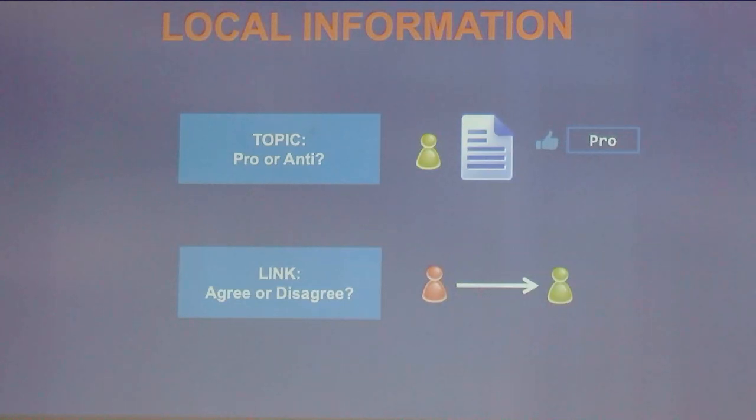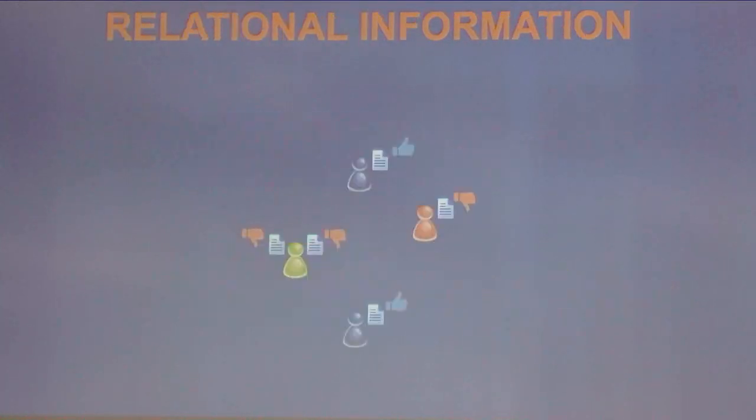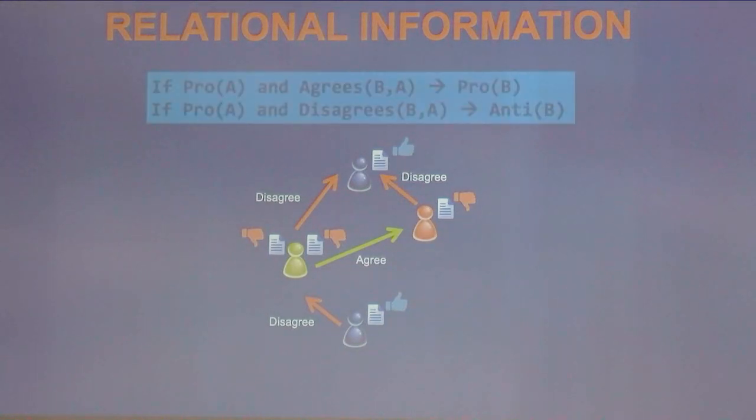Then similarly, now I'm also going to be labeling links. I'm going to use some local classifier to predict whether or not it's an agreement link or a disagreement link. And so again, all of these are a bunch of local classifiers giving me noisy information. The structured piece comes in when I then make use of these labels, put them together with a rule that says something like, okay, if a user is pro and another user agrees with them, then the other user will be pro. Similarly, if they're pro and they disagree, then they'll be anti.